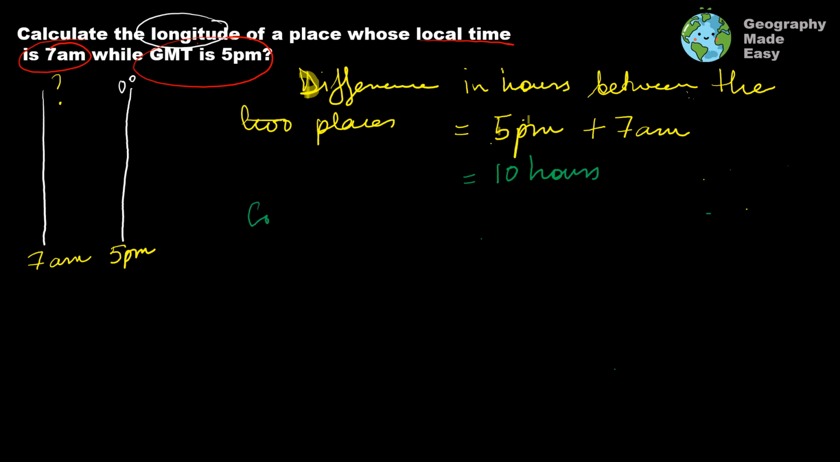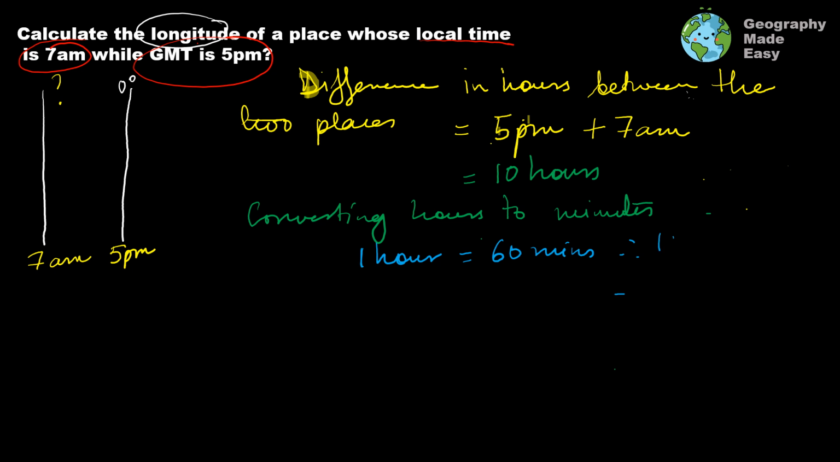So the next step is converting hours to minutes. 1 hour is equal to 60 minutes. Therefore 10 hours is equal to 600 minutes, because it is 60 into 10, 600 minutes.